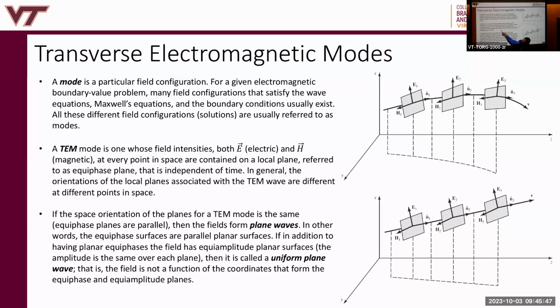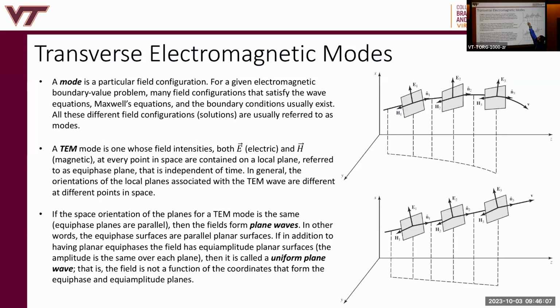So the electric and the magnetic field are orthogonal to the direction of propagation, right? So a TEM mode is one whose field intensities E and H at every point in space are contained on a local plane, referred to as an equiphase plane that is independent of time. In general, the orientation of the local planes associated with the TEM wave are different at different points in space.